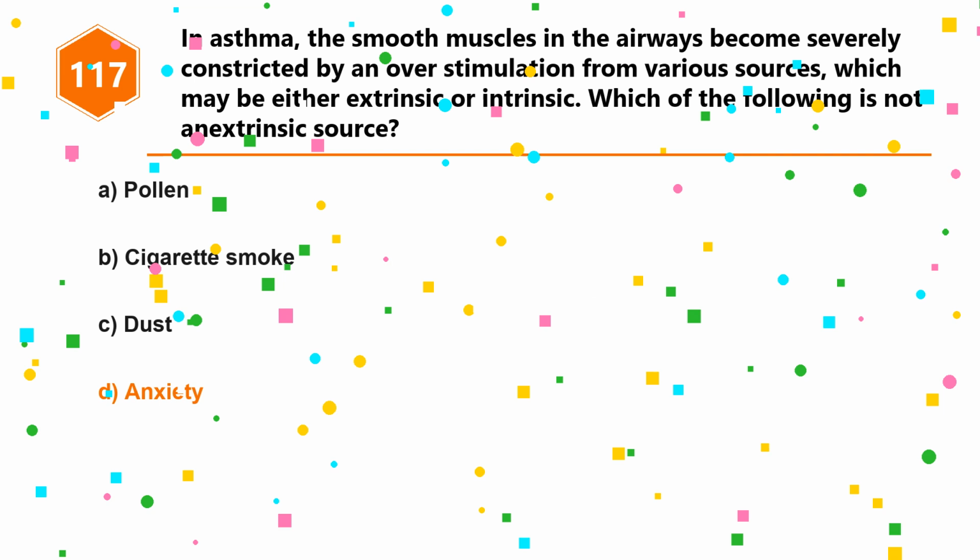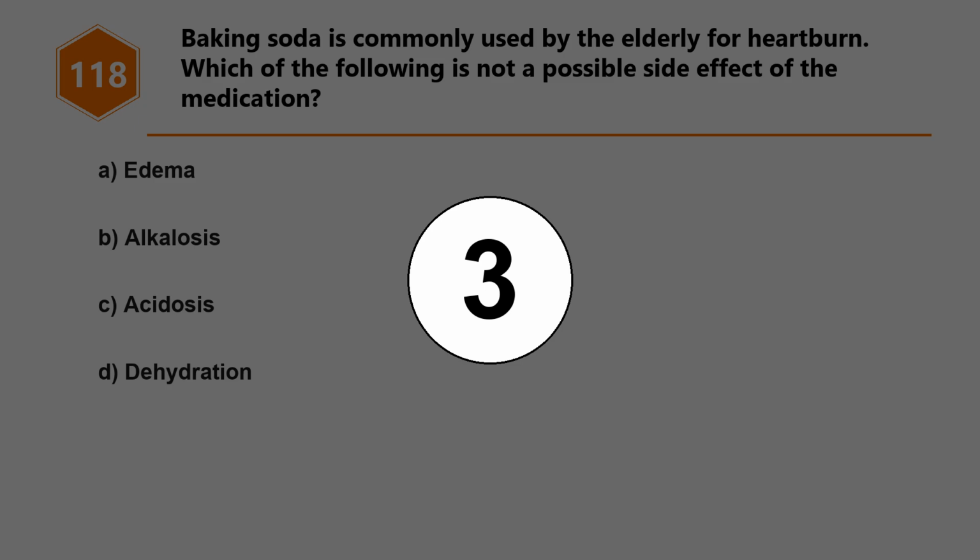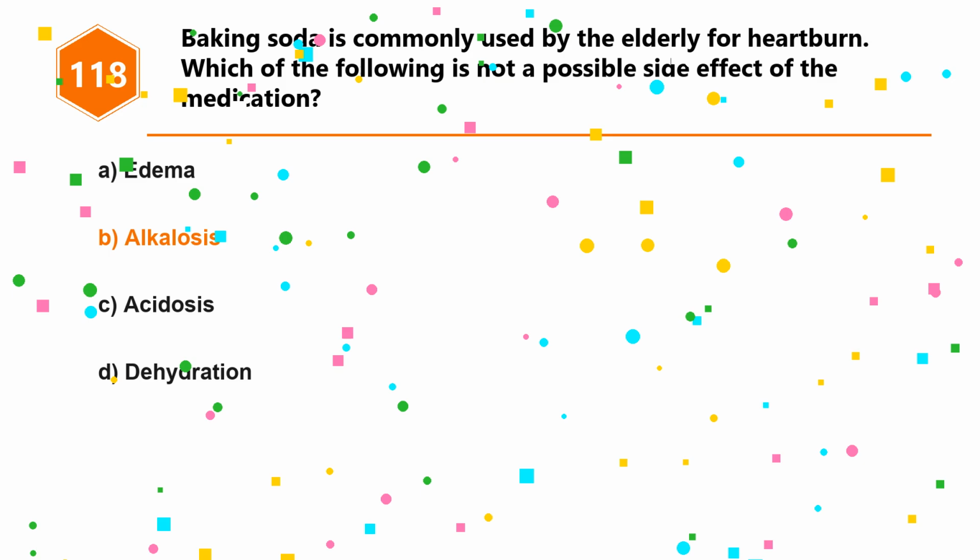Anxiety. Question 118. Baking soda is commonly used by the elderly for heartburn. Which of the following is not a possible side effect of the medication? Option A. Edema. Option B. Alkalosis. Option C. Acidosis. Option D. Dehydration. The correct answer is option B.